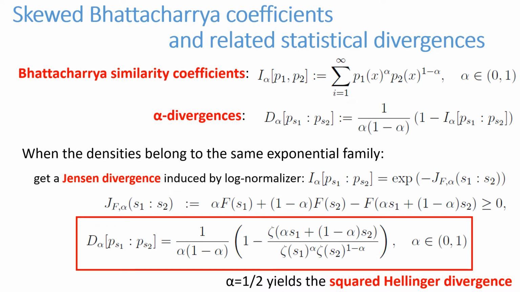When the densities p_s1 and p_s2 belong to the same exponential family, the Bhattacharyya coefficient can be expressed as the exponential of minus a Jensen divergence induced by the convex function taken as the log normalizer. Thus, we obtain a simple expression of the alpha divergences between two zeta distributions relying on the zeta function. For alpha equal to 1/2, we get the squared Hellinger divergence, which is the only symmetric alpha divergence.